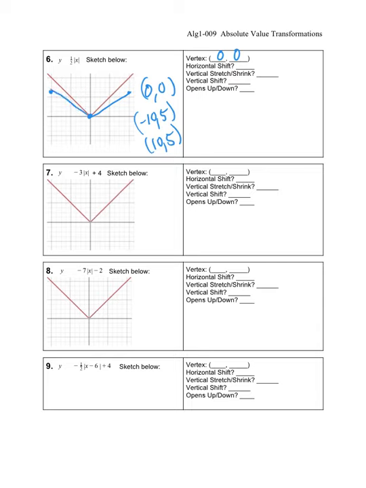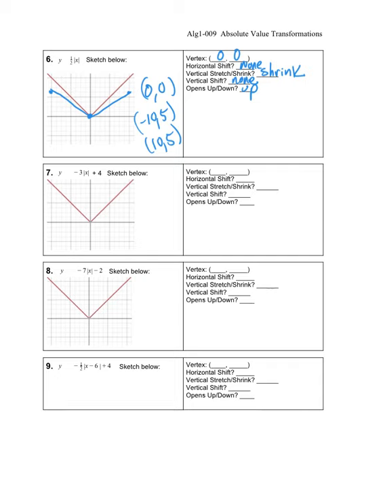Oh, look at that, it became wider, the vertical stretch. So that is a shrink. Horizontal shift, none. It did not move left or right. Vertical shift, none. Didn't move up or down from the parent graph. And then it opens up because 1/2 is positive.